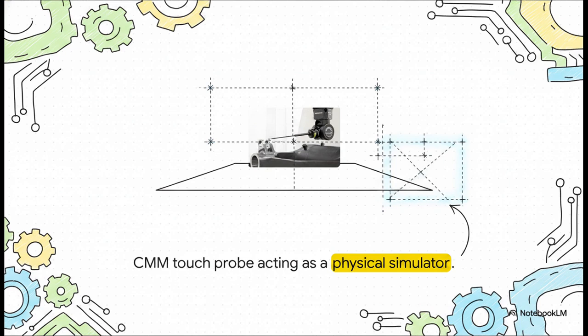Then the computer takes over. The software uses all those physical touchpoints to mathematically calculate the perfectly flat, theoretical planes and axes. It takes the messy physical reality, cleans it up, and translates it right back into our theoretical framework to check the tolerances. Pretty cool, right?